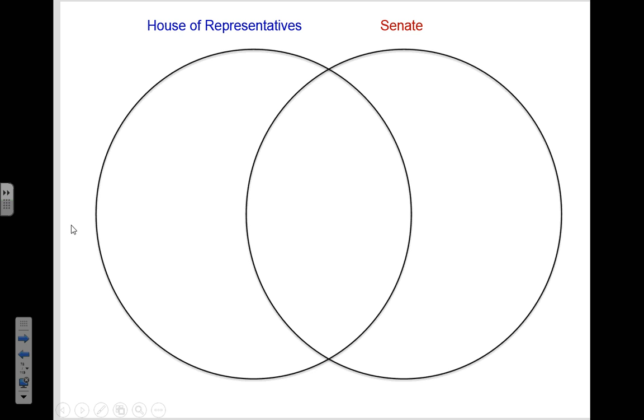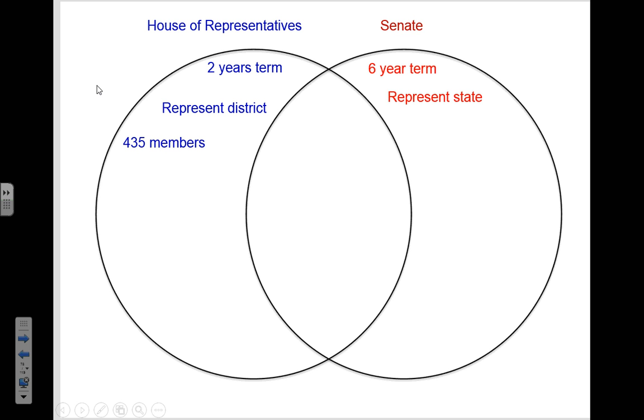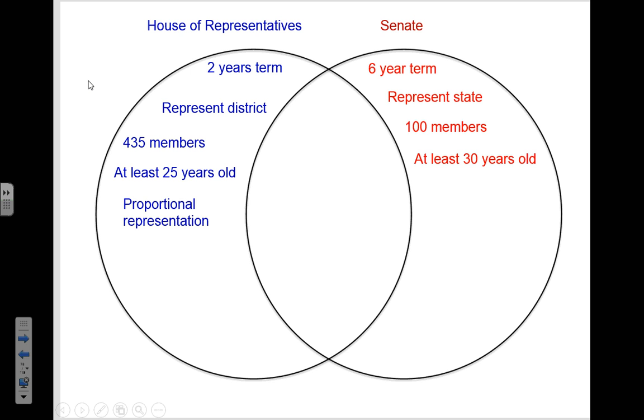Now we could do a quick comparison of the House and the Senate, and we'll see that there's a lot of differences between them. These differences are not necessarily huge, and some of them we haven't covered in depth yet. But you'll notice the 2-year term in the House versus the 6-year term in the Senate. The members of the House represent just their district, whereas members of the Senate represent the entire state. 435 versus 100 members of the Senate. You've got to be at least 25 to be in the House, where you have to be at least 30 in the Senate. Proportional representation in the House versus equal representation in the Senate.